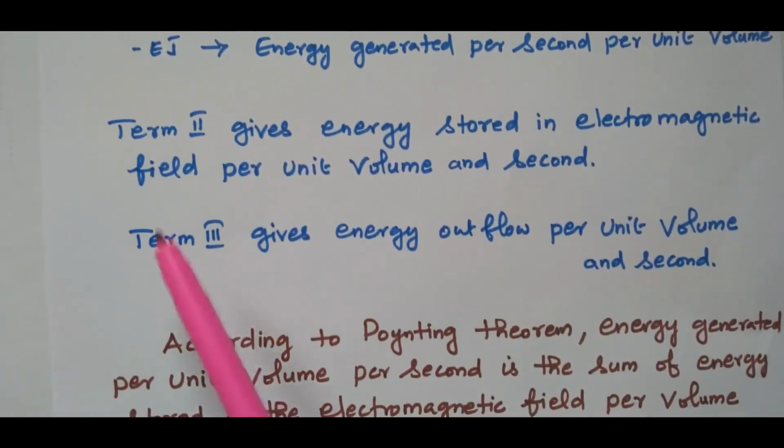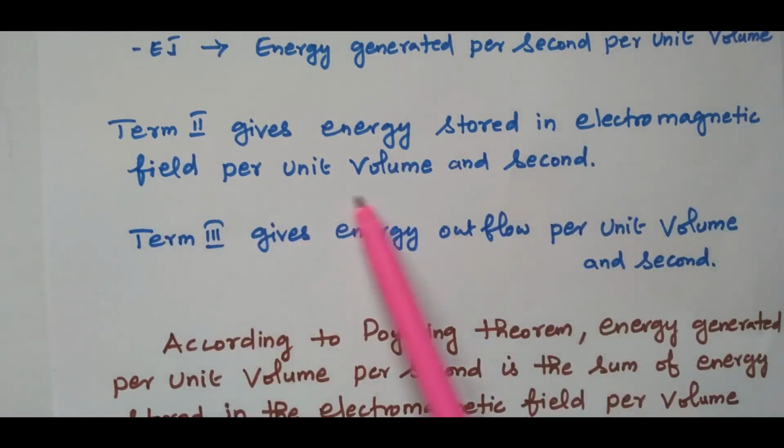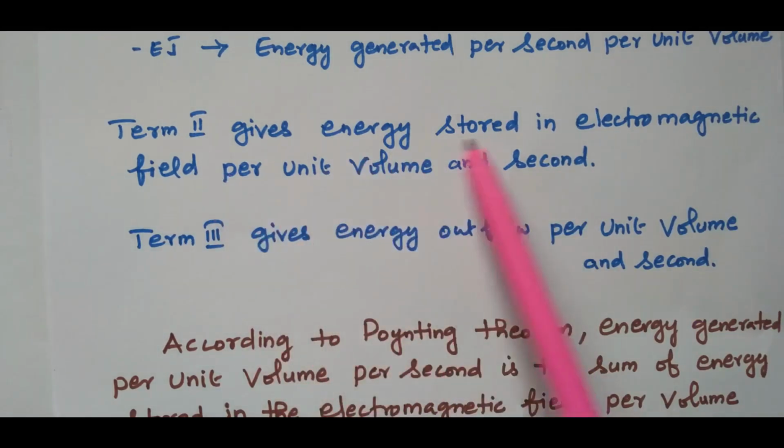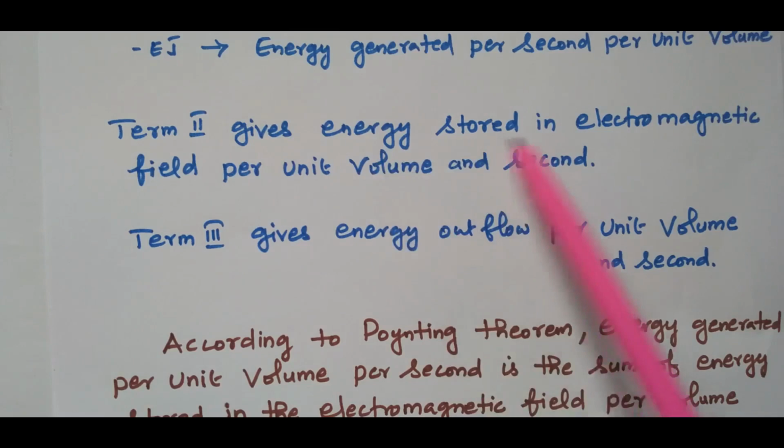Right. Then we'll go to the second term and third term. The second term is nothing but energy stored in the electromagnetic field per unit volume and second. So term 2 gives the energy stored in the electromagnetic field. Term 3 gives energy outflow per unit volume and second. Right? This gives the energy stored, and term 3 gives the energy outflow.